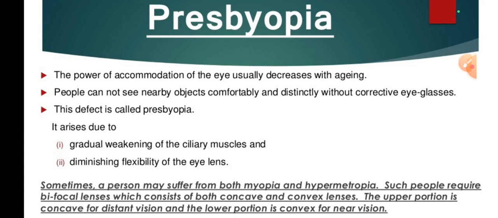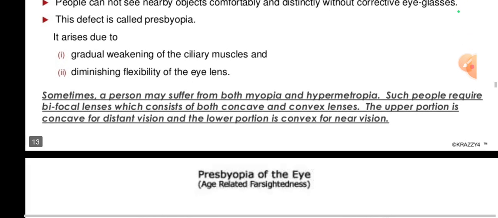After 40 or 50 years of age, this problem will occur. People cannot see nearby objects comfortably and distinctly without corrective eyeglasses. This defect is called presbyopia. It arises due to gradual weakening of the ciliary muscles, and second, diminishing flexibility of the eye lens.